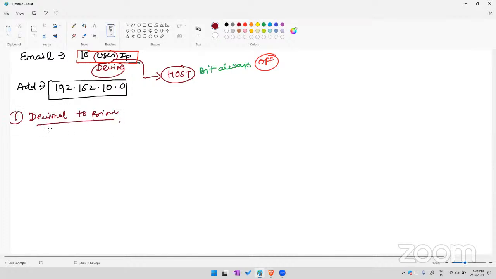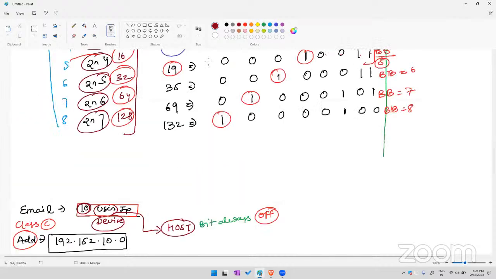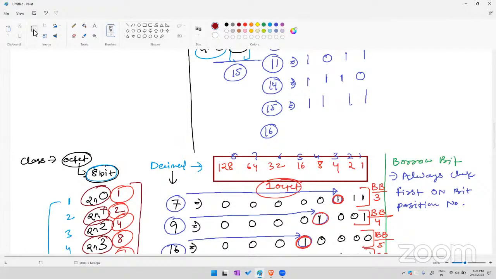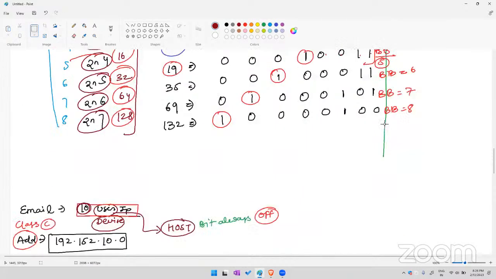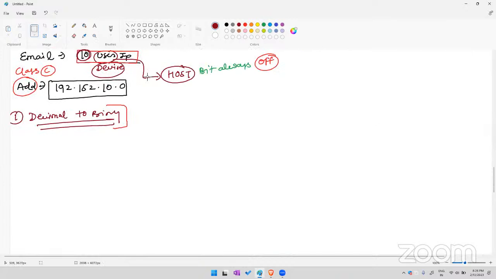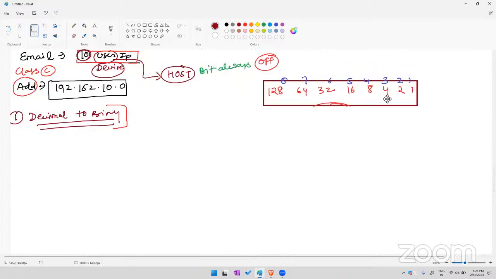But before this task, we must verify which class this address is. This one is class C, and in class C only 1 octet is free. Always remember. Now, how to do decimal to binary? The decimal value is 10, because 10 users' IPs are required. In class C, 1 octet is free, so in 1 octet how many values do we get? Copy these values for 1 octet, go to the next slide and paste them on this side. This is my 1 octet value.